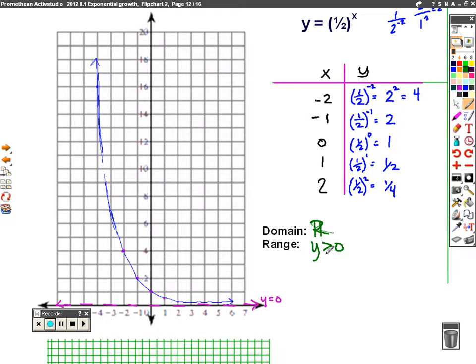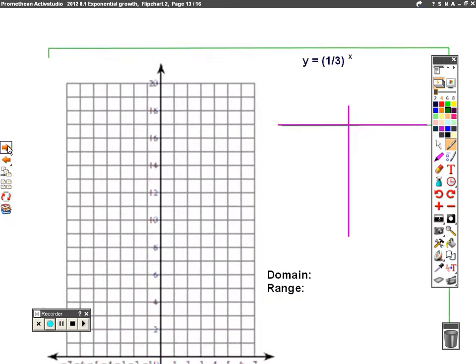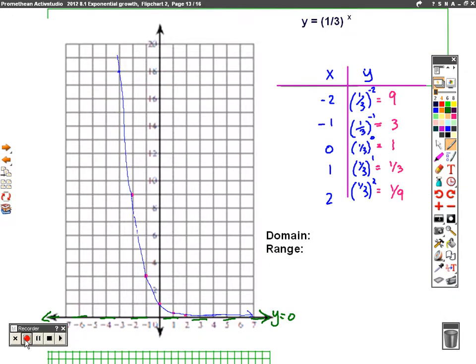Wow, okay. All right, let's try another one. So now we have 1/3 to the x. I want you to pause, try it, and then see if you got the same thing. So go ahead and hit pause right now. All right, and this is what you should have gotten. Domain, again, all real numbers, and range y is greater than 0.